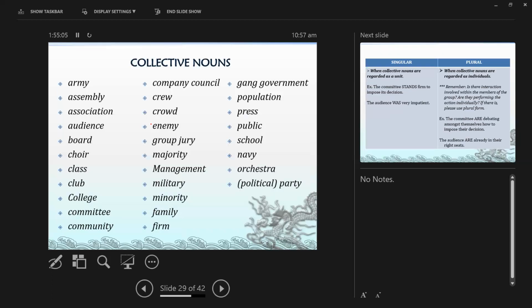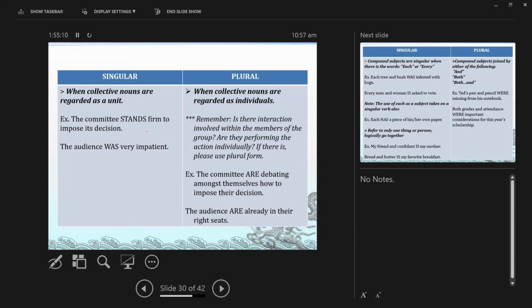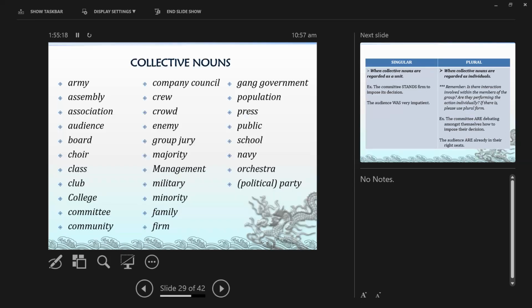Okay. Pili kayo ng isang word dito and make an example sentence with a singular verb. Collective nouns, collective nouns. Okay. You only have 1 minute. Zoom participants, you can also send your entries here. Again, collective nouns require singular verbs.